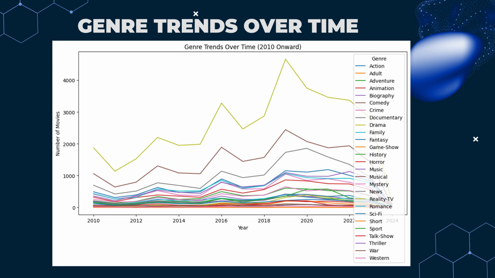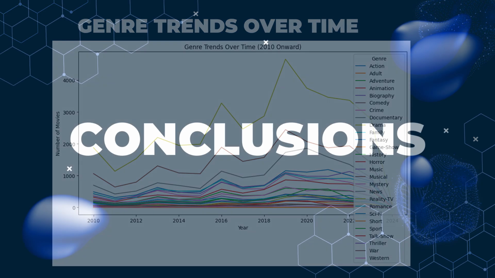Genre trends over time. The study also examined genre trends over time, showing that dominant genres like drama and comedy have maintained their popularity. Meanwhile, niche genres display fluctuations in popularity. Understanding these trends can help filmmakers strategically target genres with consistent audience interest.